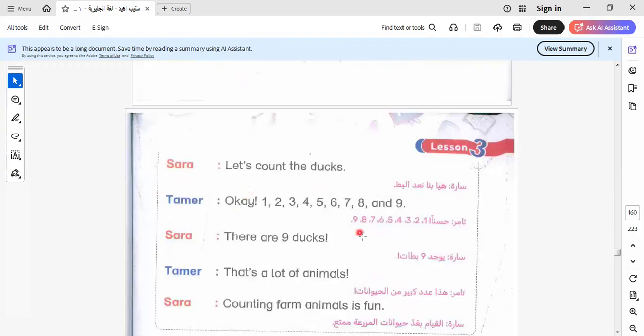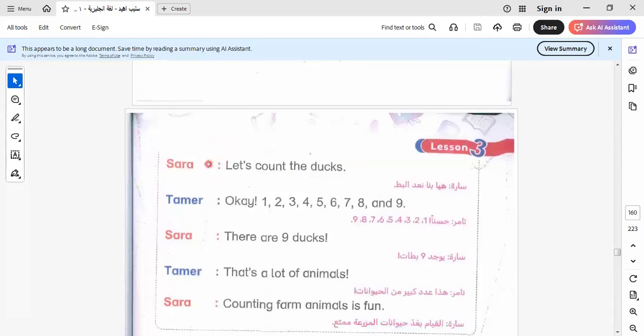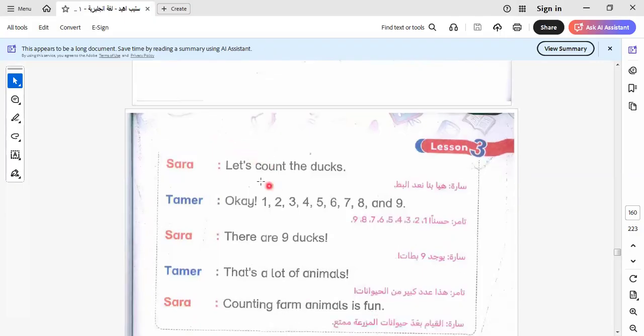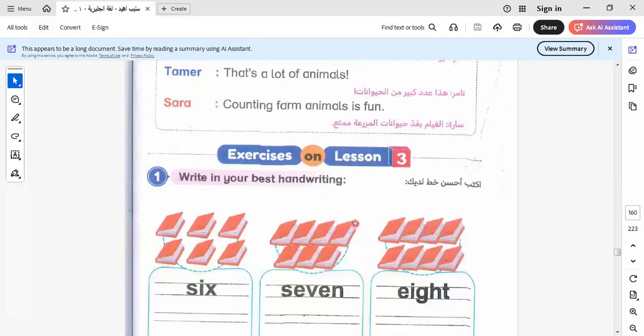Sarah: Let's count the ducks. So here Sarah is saying to Tamer that we can count the ducks. Tamer says, okay, 1, 2, 3, 4, 5, 6, 7, 8, 9. So it will be 9 ducks. Sarah: That is a lot of animals. Counting farm animals is fun.